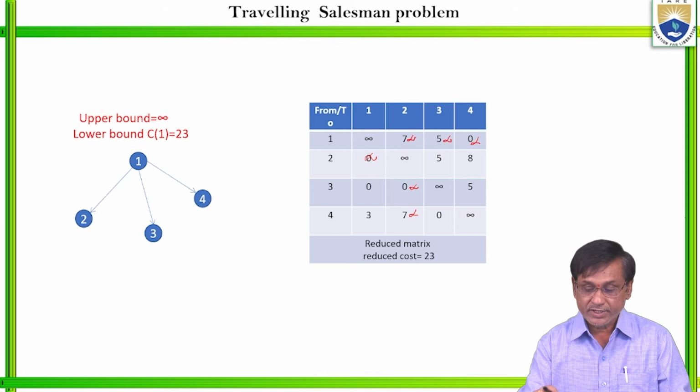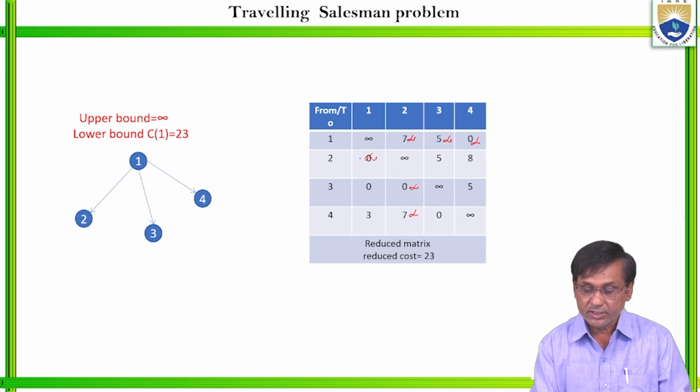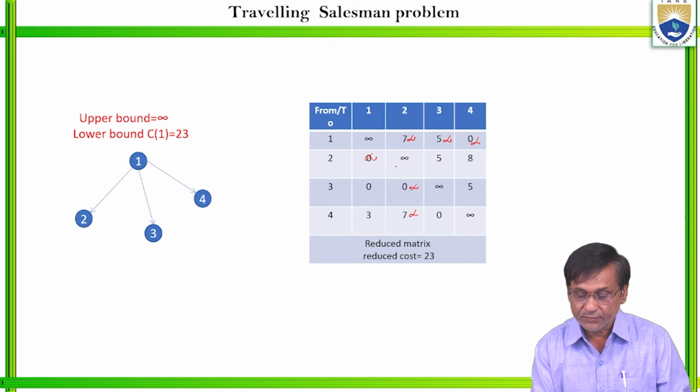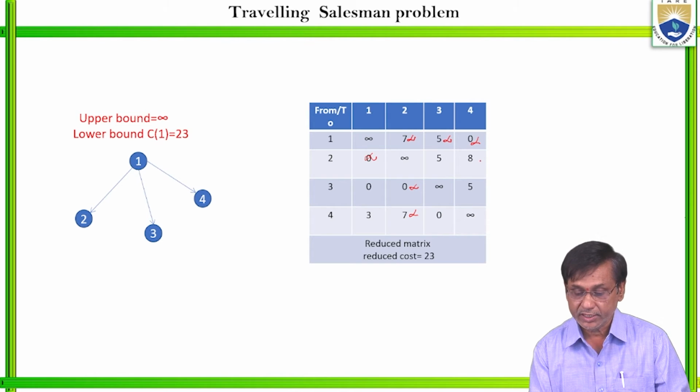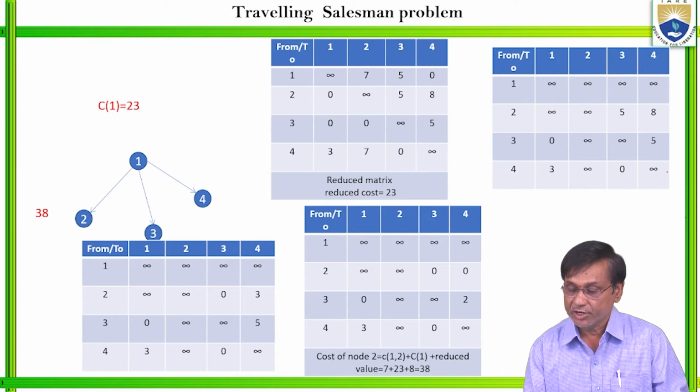After modifying the matrix, we have to see whether there is any possibility to reduce the matrix. In the second row: infinity, infinity, 5, 8. In the third row: 0, infinity, infinity, 5. And the fourth row: 3, 7, infinity, 0, infinity. So here there is a possibility to reduce the matrix by 5. We have to subtract 5 in this row. This is the modified matrix.